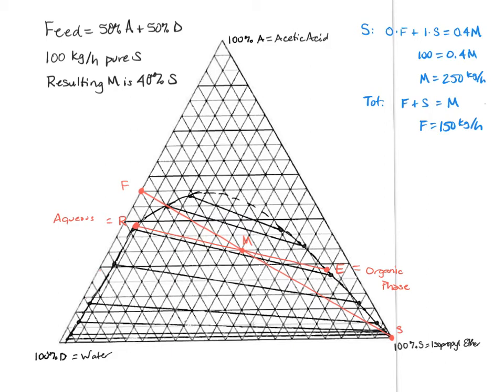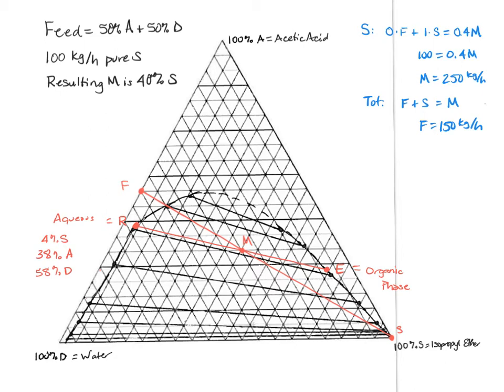So I can find the compositions of these by reading off the point here. So this point here, the composition looks like it's about 4% solvent. It looks like it's 10, 15, 20, 25, 30, 35, about 38%. I may be a little low on that. 38% acetic acid, and the balance will be water, so roughly 58% water. So that's the composition of this stream.